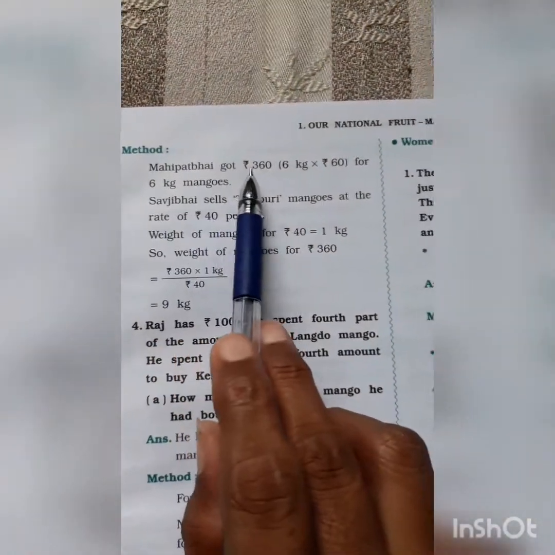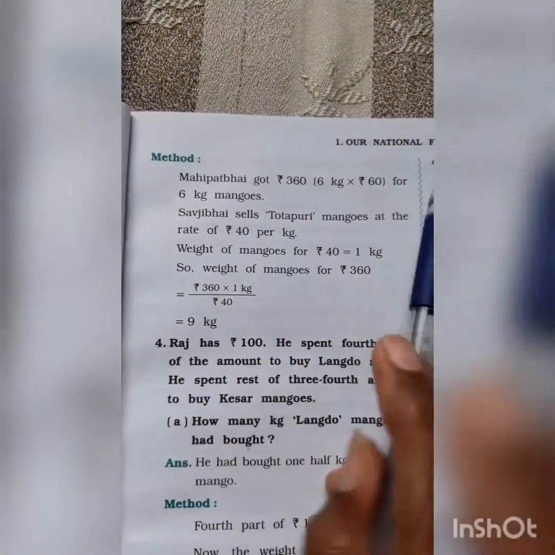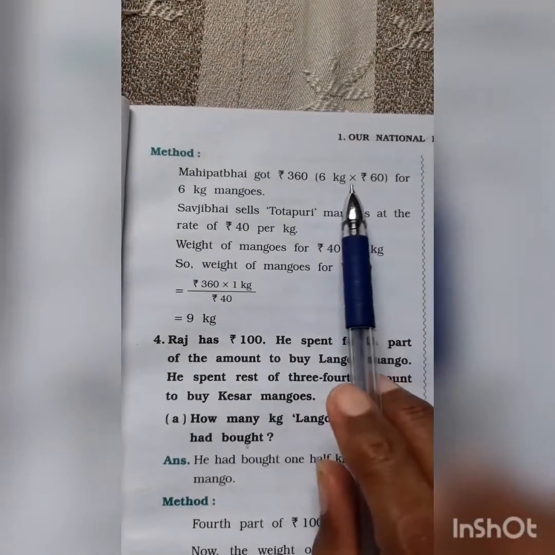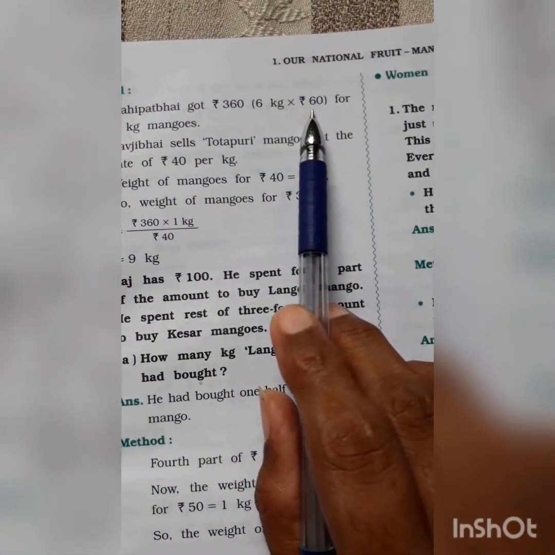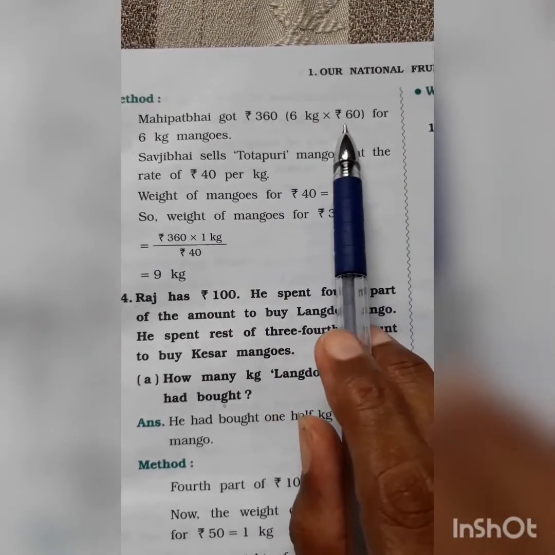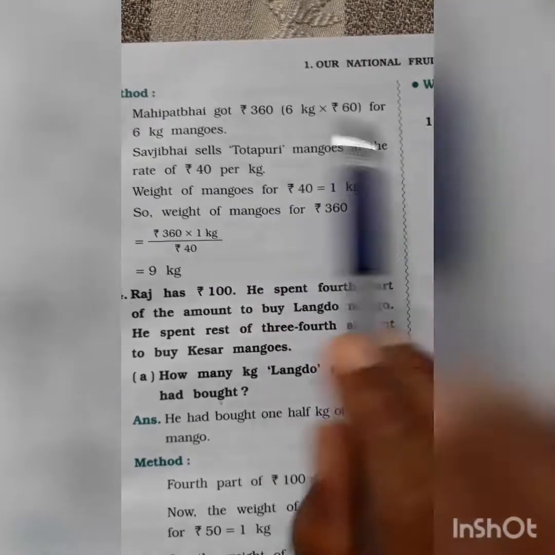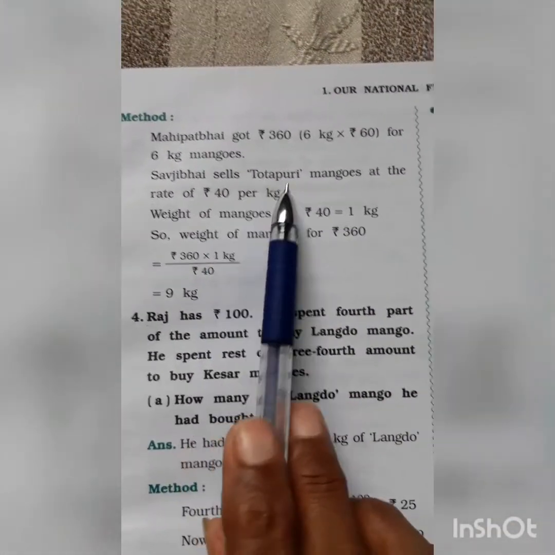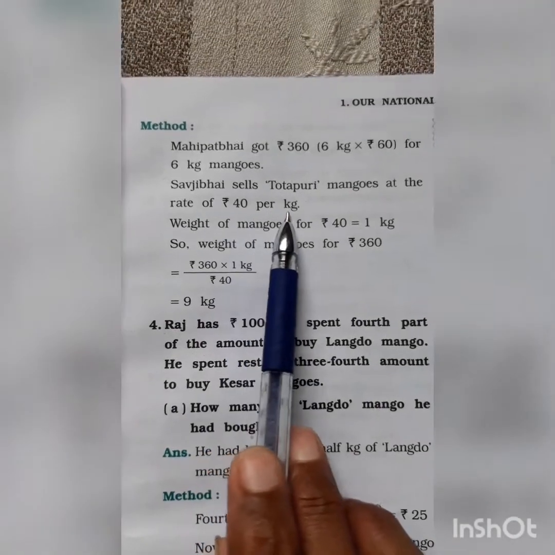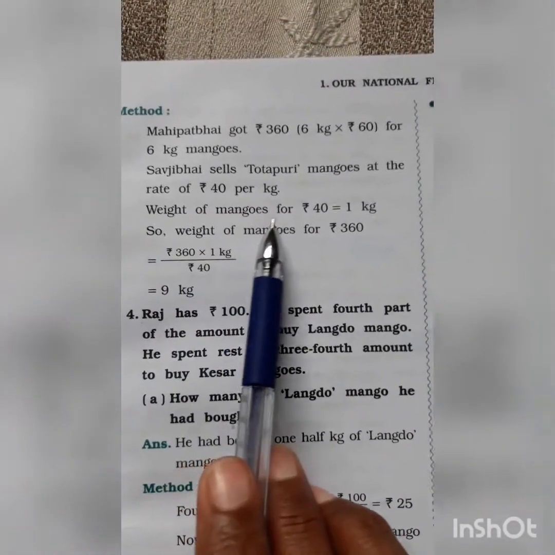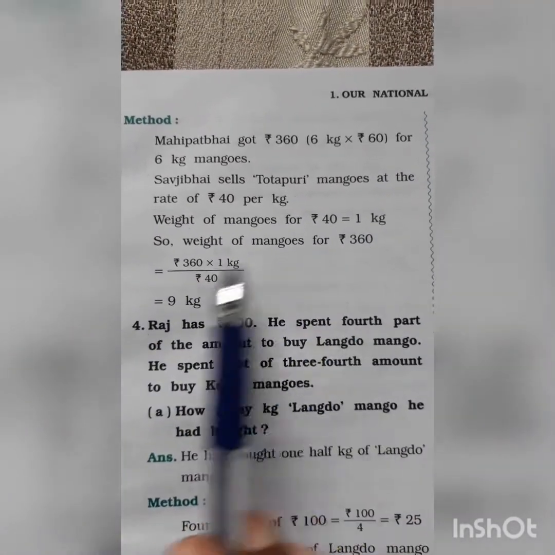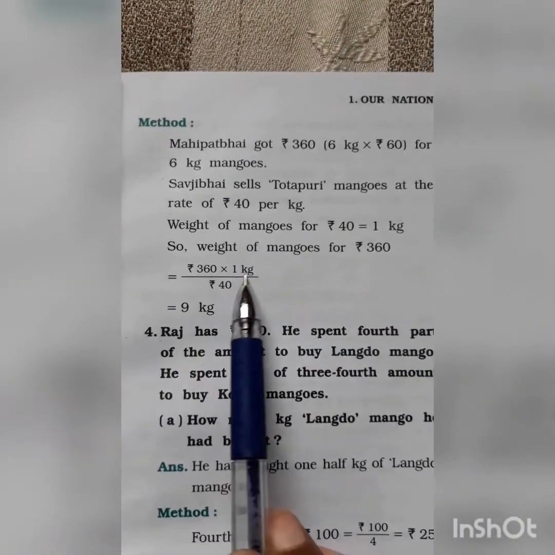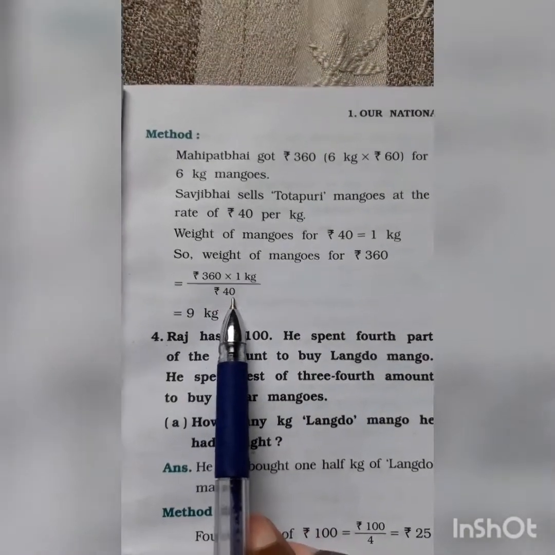Now, but how you have to do? Now see, Mahipat Bhai got rupees 360. How? Now 6 kg multiplied by 60, right? So 6 6s are 36 and 1 zero. So rupees 360 for 6 kg mangoes. Now Sauji Bhai sells Totapuri mangoes at the rate of rupees 40 per kg. So weight of mangoes for rupees 40 is equal to 1 kg. So weight of mangoes for rupees 360, that is equal to 360 multiplied by 1 divided by 40.